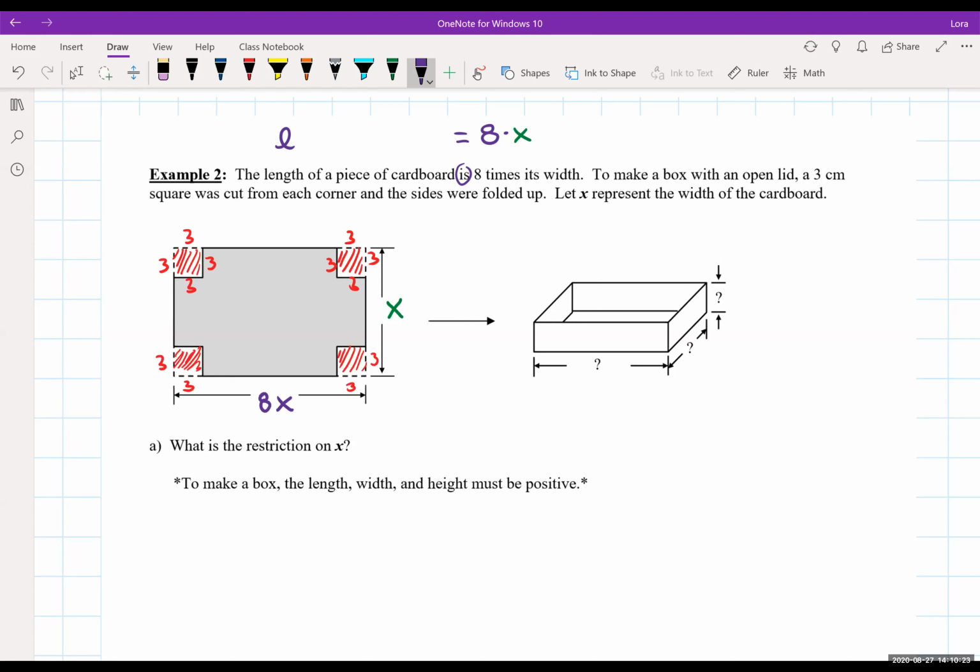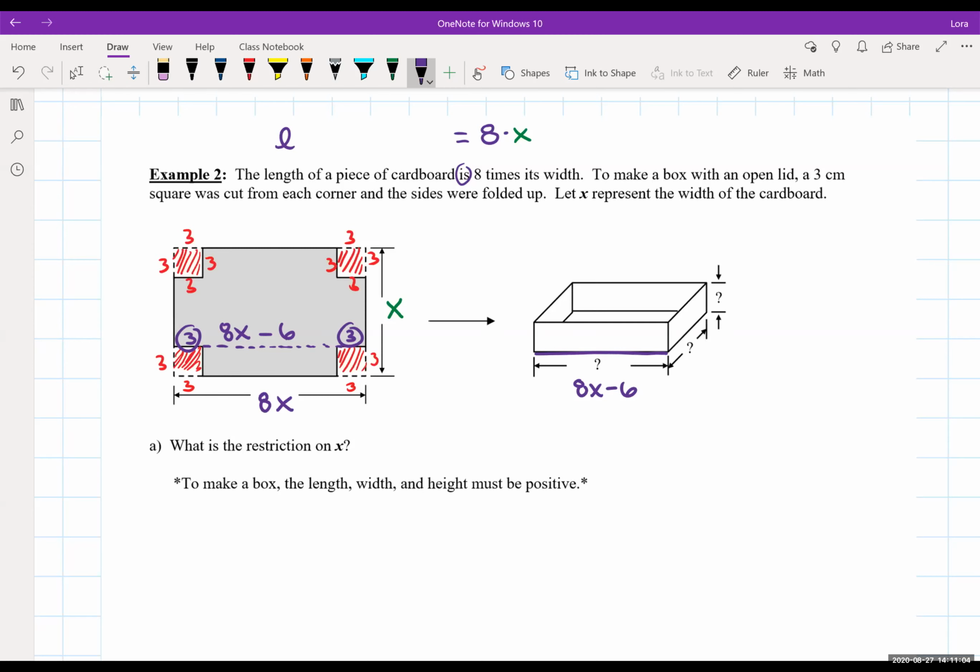Now the next goal is to figure out what happens when we cut out the 3-centimeter square from each side. You have to think about how much you are really subtracting off your entire rectangle. You would be cutting out 3 centimeters from one side and also 3 centimeters from the other side. So you're really saying 8X minus 3 minus another 3 gives us 8X minus 6. That, my friends, should be the new length of your box.